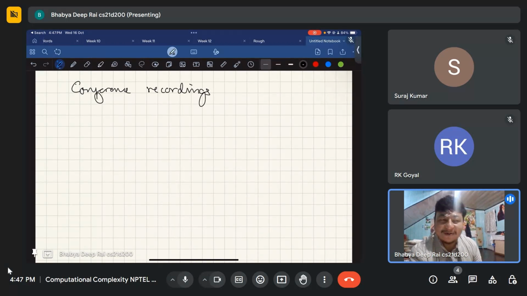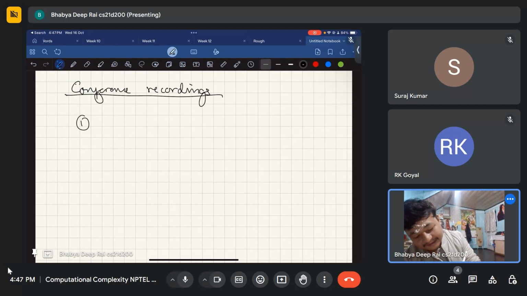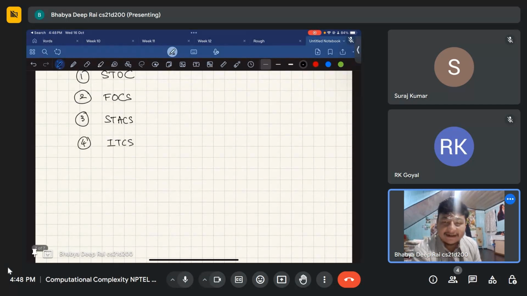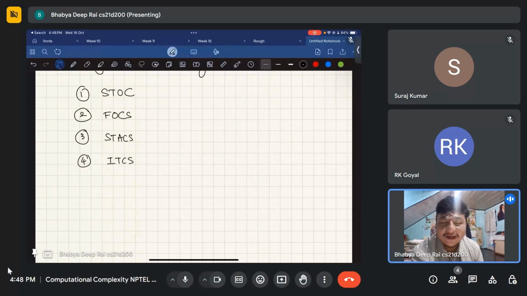And the good thing about conferences is that a person comes and gives a talk on their paper. And a good thing about conference recordings nowadays is that they are recorded and uploaded to YouTube. So there are some very reputed conferences. One is STOC, another is FOCS, another is STACS, and another is ITCS. And these are very reputed conferences, and there are many more.